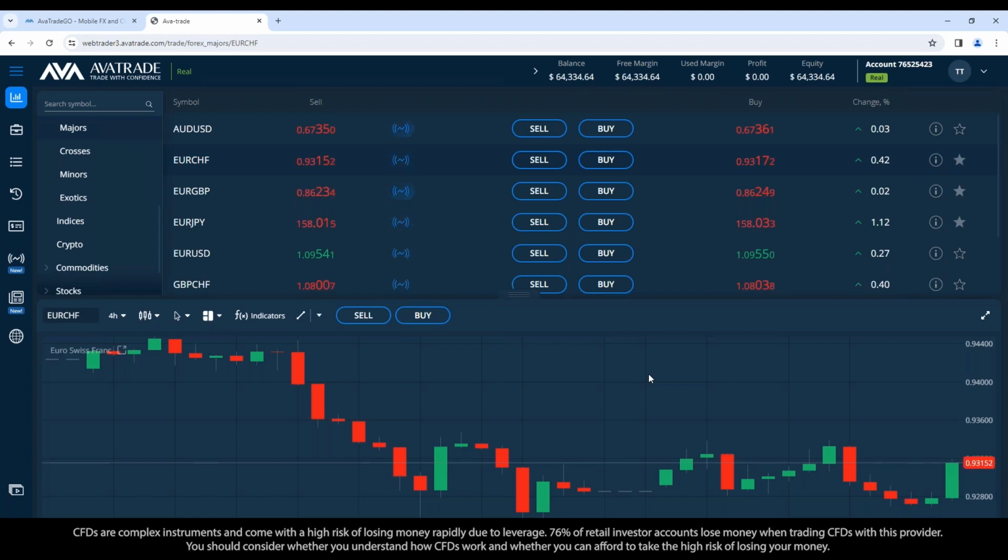Okay, so the concept of hedging is simple. All right, if let's say I've already bought on a trade, it doesn't matter what it is, let's say gold.